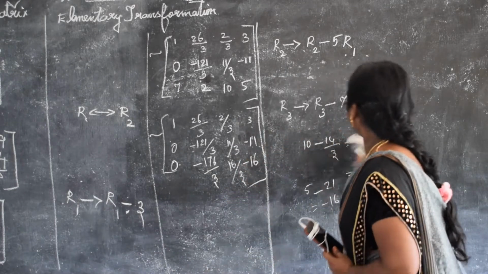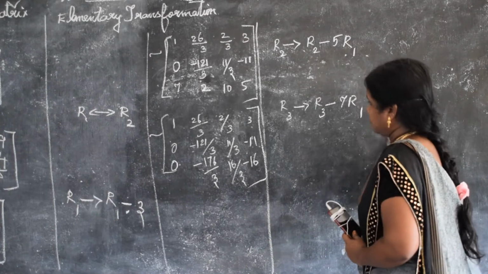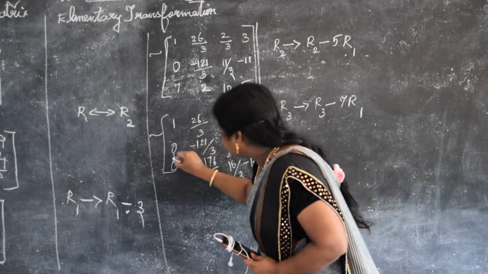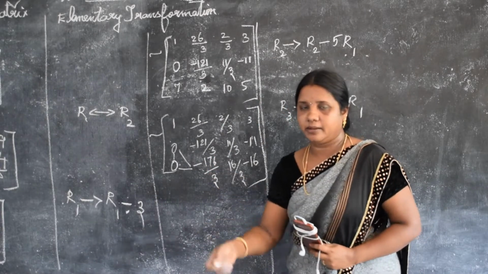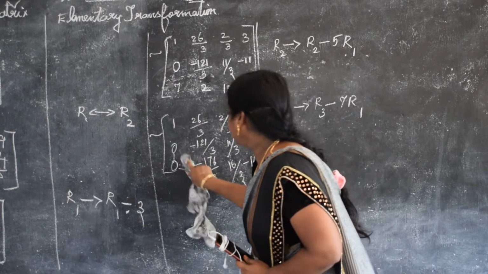Now what I am going to do, see. In echelon form, in this triangle shape, you have to get 0. That means here also you have to get 0. So I am going to divide throughout.